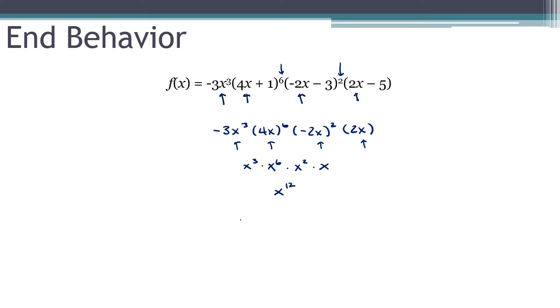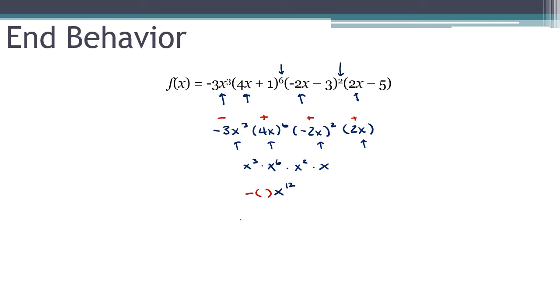All right, and think about what's going on with the coefficients. This one will stay negative. Positive 4 to the 6th power is positive. Negative 2 to the 2nd power is positive. And this 2 to the first stays positive. So in the end, my coefficient is going to be a negative number. I don't need to know what the number is. All I need to know is that it's negative.